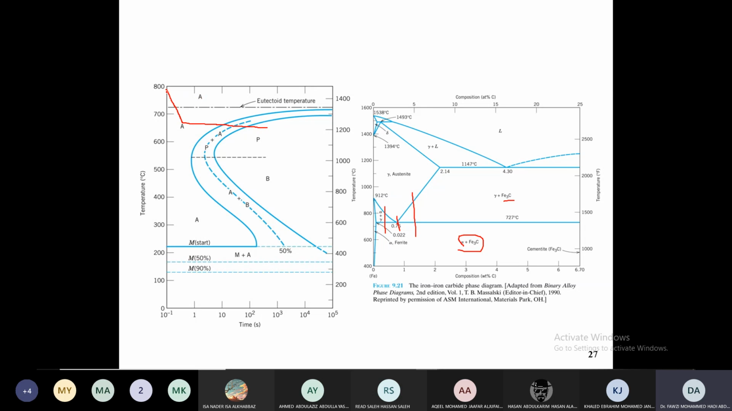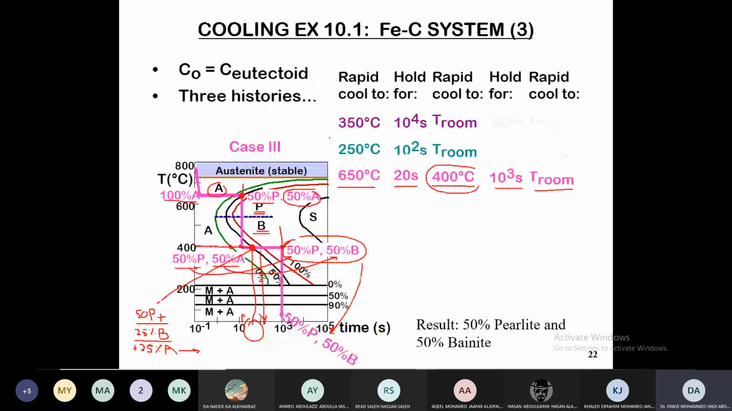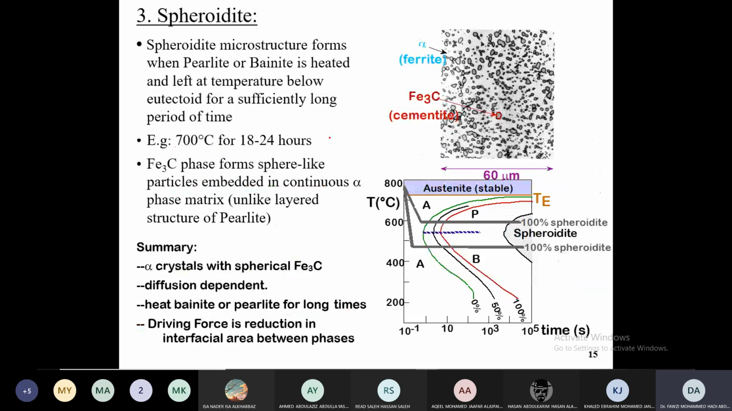Or on the other hand, you can avoid the nose of the TTT diagram as well, and go in the bainite phase. And then after keeping it for a long period of time, the spheroidite transformation will occur. So when you reach here, the spheroidite is going to form. How did we reach that from, for example, the pearlitic structure, which has this lamellar configuration, to the spheroidite, which has spheres, circular shapes, which we said last time was the spheroidite.